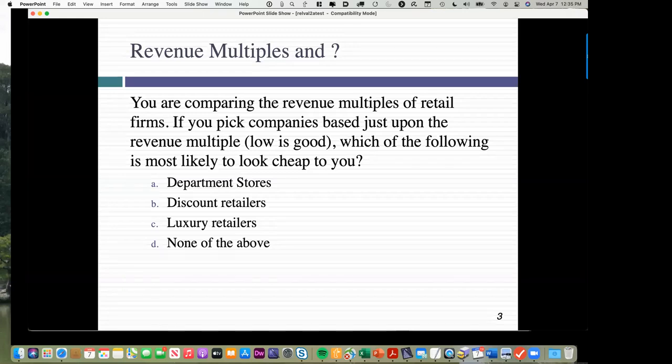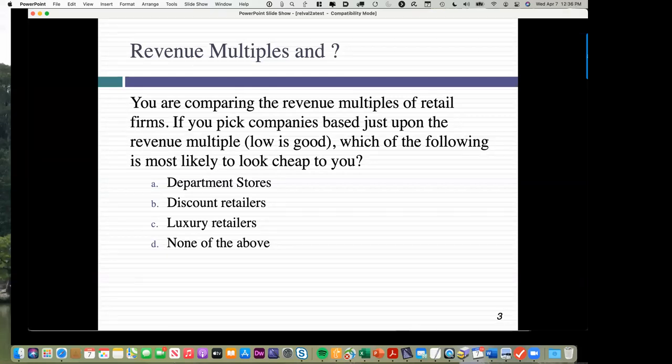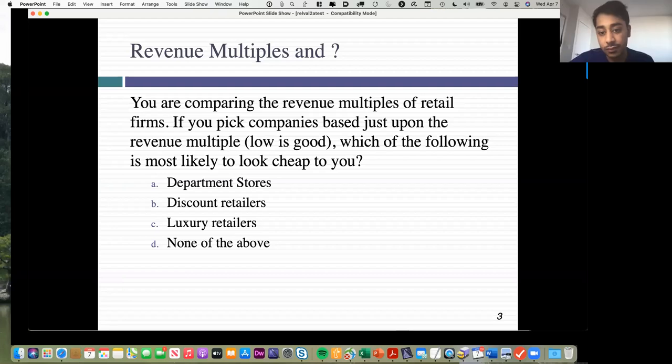Walmart is a discount retailer. It has hundreds of billions of dollars in revenues, right? Gucci is a luxury retailer. It's only 15 billion in revenues. Gucci trades at a higher multiple of revenues than Walmart does. Someone wrote in the chat that they don't have very high margins on their sales. That's it, right? It's margins. Low margin businesses trade at low multiples of revenues. High margin businesses trade at high multiples of revenues.